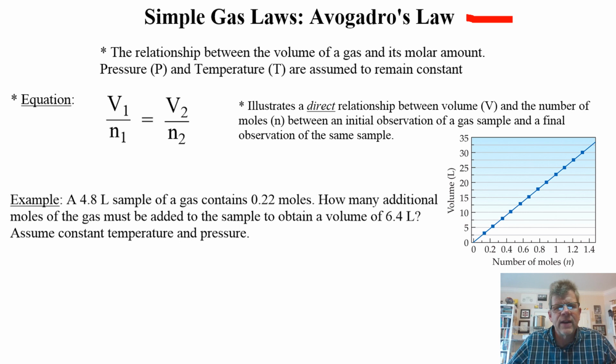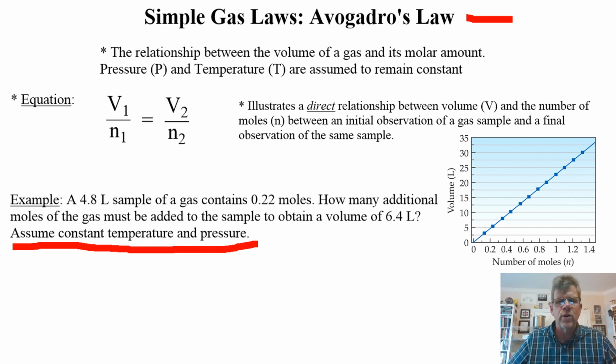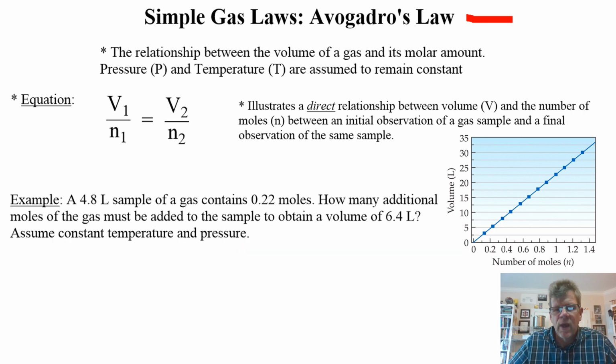So let's look at an example. A 4.8 liter sample of gas contains 0.22 moles of that gas. How many additional moles of the gas must be added to the sample to obtain a volume of 6.4 liters? So that's a greater number. Now, the real giveaway here is assume constant temperature and pressure. You will never see that unless it is an Avogadro's law problem. So we are going to use Avogadro's law.